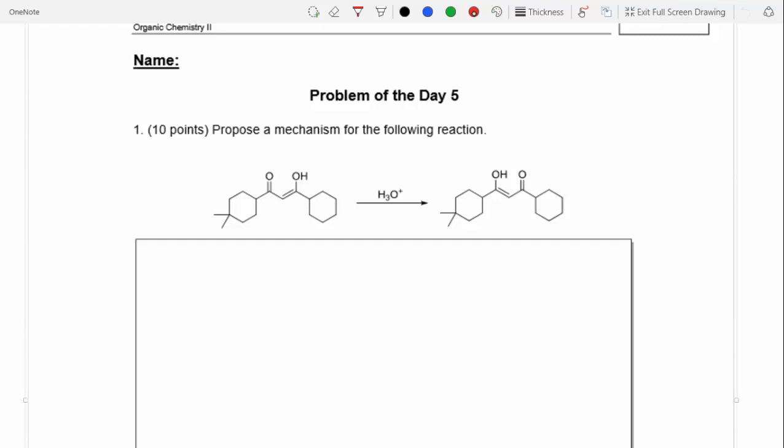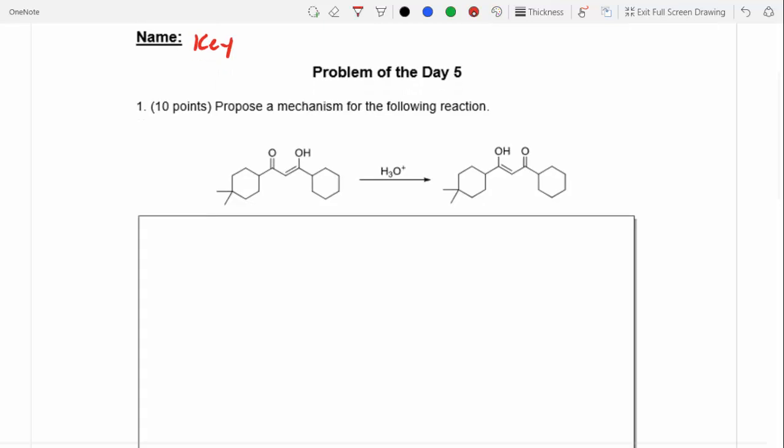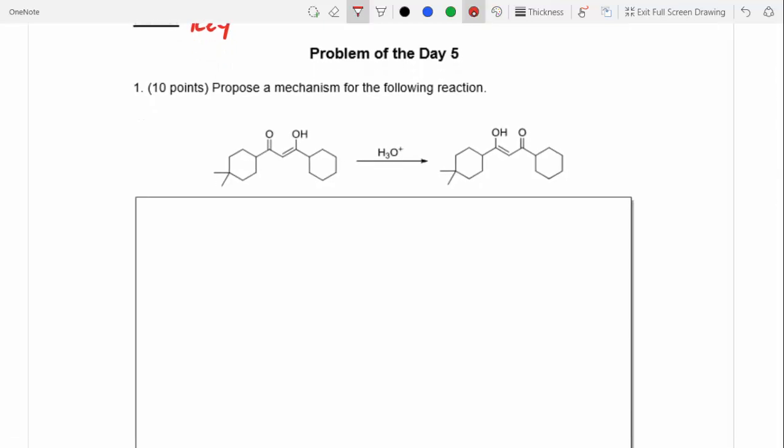All right, so problem of the day 5 involved tautomerization. And yesterday we covered acid catalyzed tautomerization. And this is closely related to that. So I'm going to abbreviate this just to save some space. I'm going to call this R, and I'm going to call this R prime. There we go. You guys are welcome to do that too. Just make sure I can follow what you're doing.